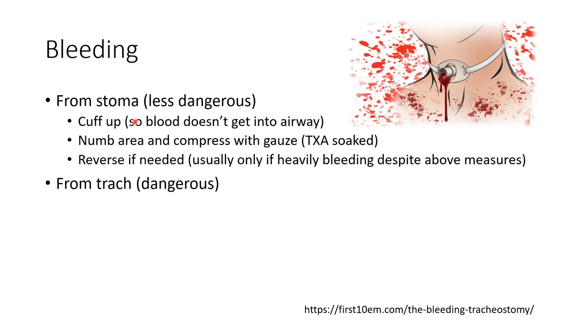So what do you do for bleeding from the stoma? Well, you cough up so the blood doesn't go into the airways. Then you can numb the area with gauze with adrenaline, with xylocaine, and also soaked with TXA. You will usually also, like with normal local anesthetics, use needles and push some xylocaine into the area. Rarely, the doctors I talked to think that they need to use reversing agents with just a stoma bleed. On the rare occasion that they're really on a lot of anticoagulation, then it might bleed even though you're compressing the area, and then you have to reverse.